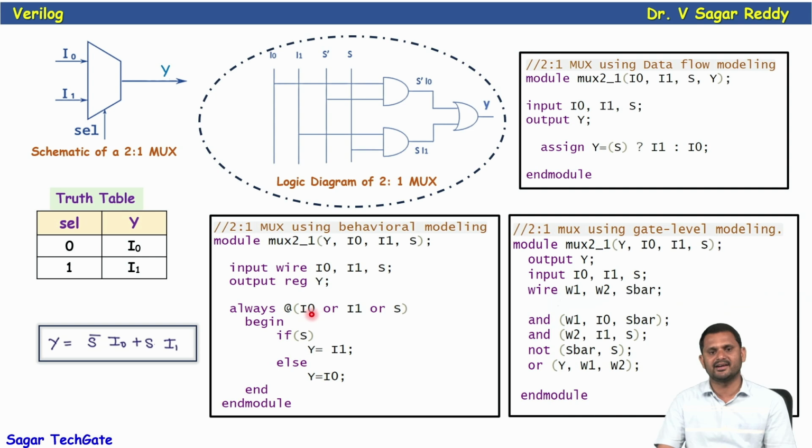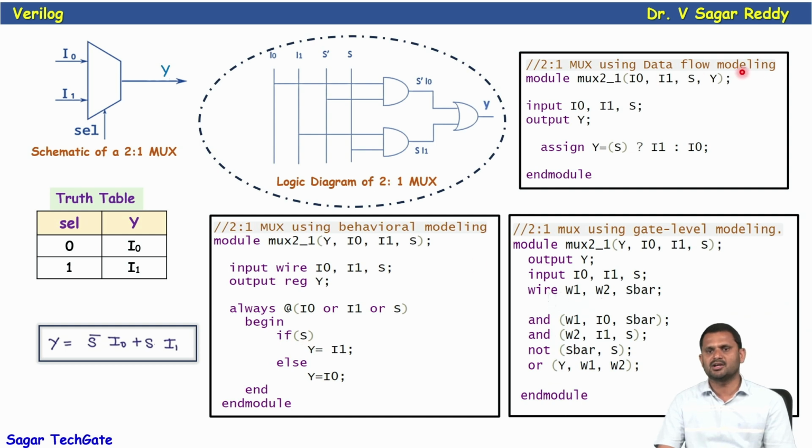So always at the rate I0 or I1 or S. If anything changes, then this block will trigger and execute. So begin and end. If S is equal to 1, then Y equal to I1. Else Y is equal to I0. This is the simple behavior of a circuit by using if else statements.